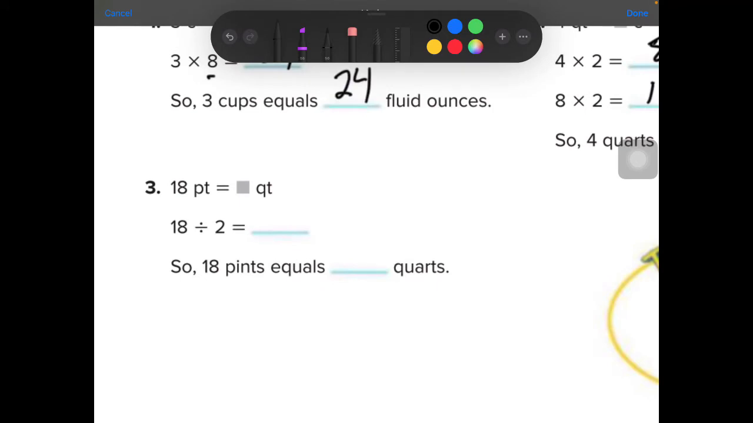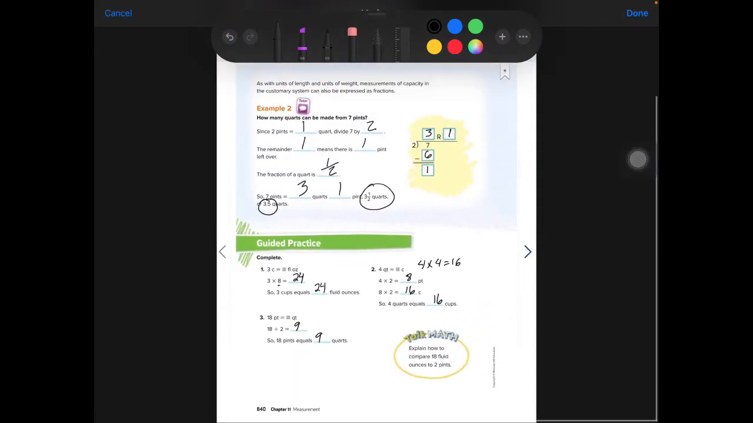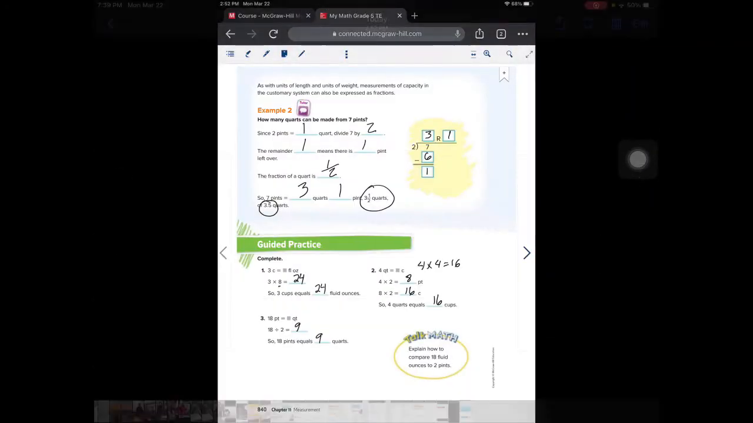Number 3, we have 18 pints equals how many quarts? Okay, they have us dividing by 2. There's 2 pints into each quart. There's 2 purple peas in a quart. So 18 divided by 2 is 9. So then we have 9 quarts.